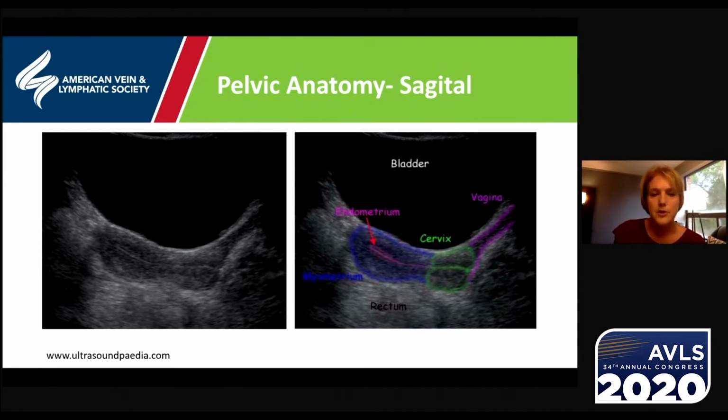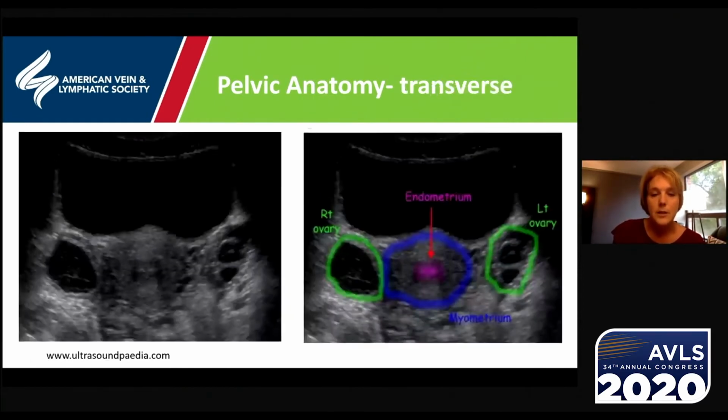So this is just an ultrasound picture of the normal uterus. This is our big bladder here, giving us a nice acoustic window. You can see the body of the uterus, the cervix, and the vagina. And this is a longitudinal image. And then we're going to switch over and look at the cross-sectional or transverse image.